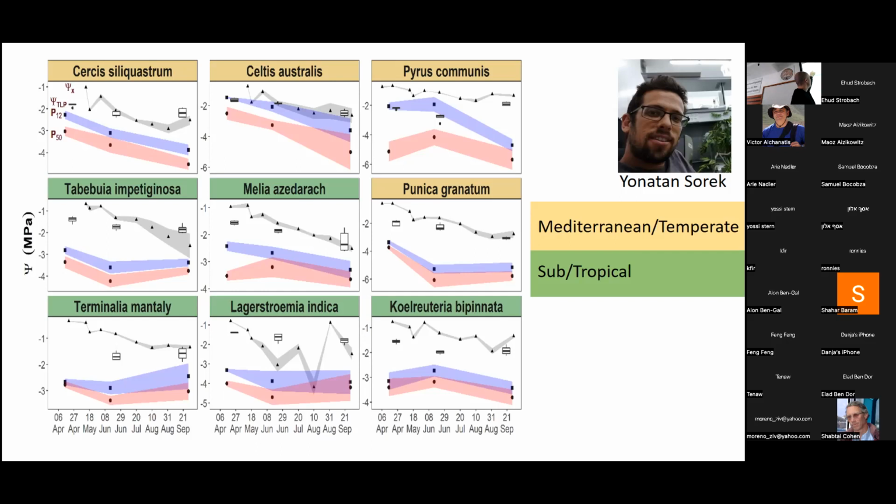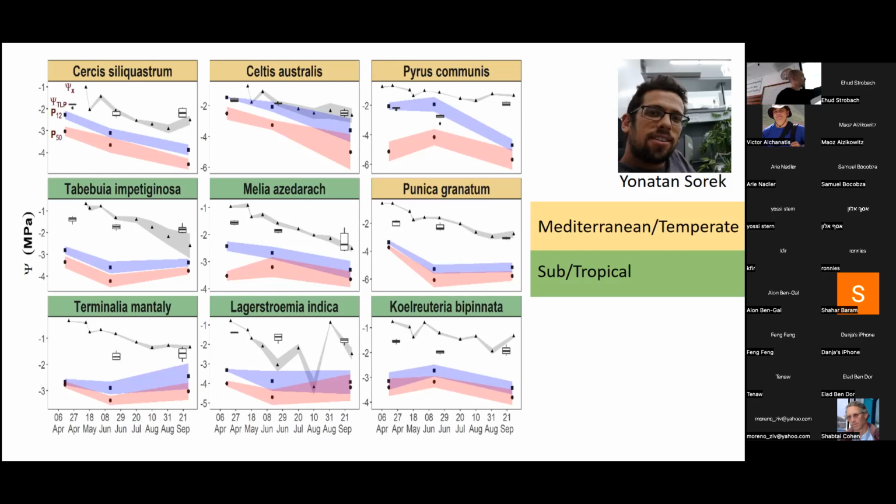So you can see that the P50 goes down here and it goes down here. Here it's less clear, but eventually it went down. The pomegranate appears to be a very, very resistant species. You see at the end of the season, they reach 50% cavitation only at -6 megapascal. So 4 out of 4 change their P50.